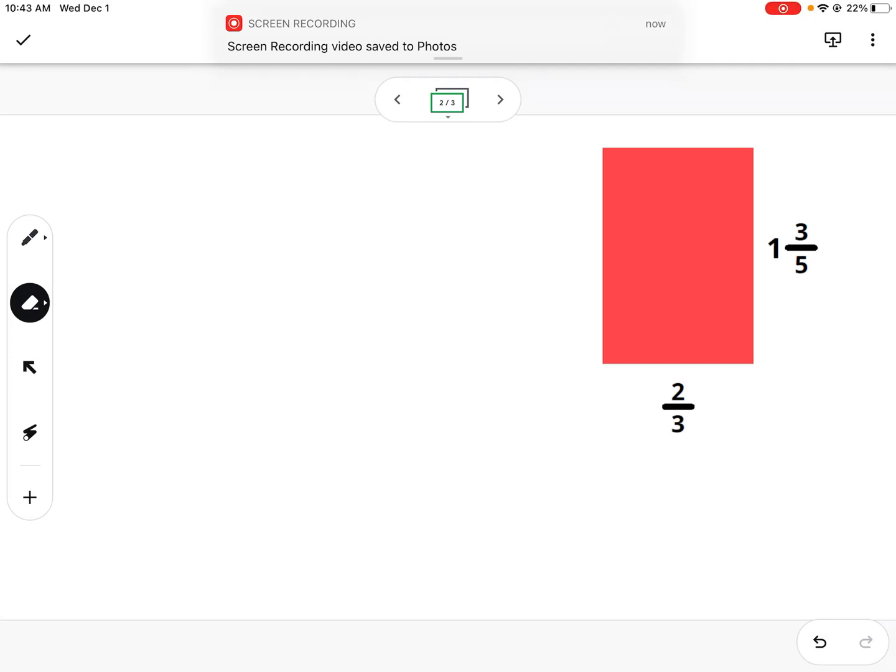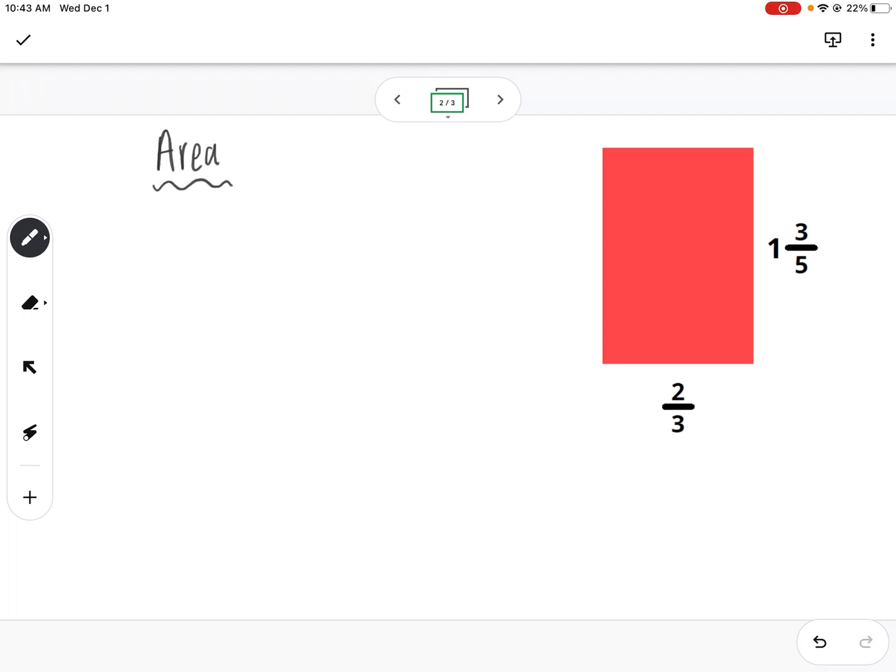Let's talk about finding the area of this parallelogram. So the first thing we're going to want to remember is how to find the area of parallelograms, and we know we just simply multiply the base and the height together to find the area.